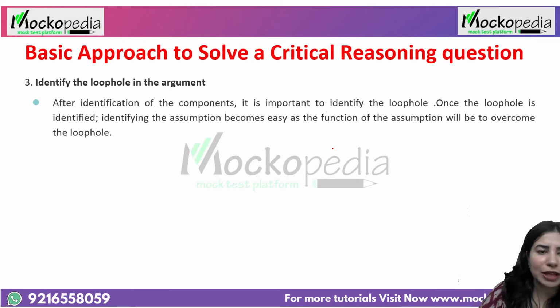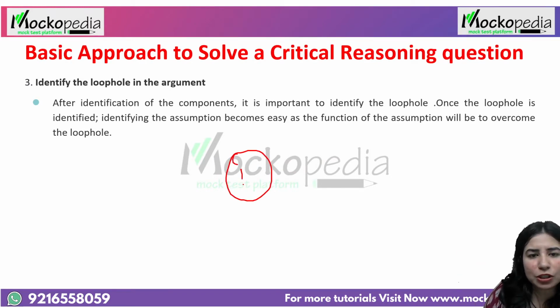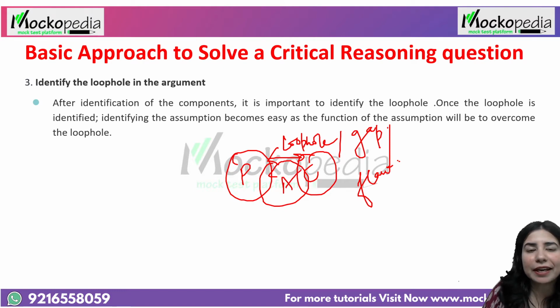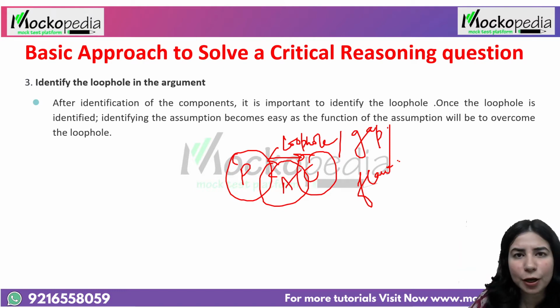Identify the loophole. That's what I was trying to explain, that when the author tries to reach the conclusion on the basis of the premise, there are certain aspects which are not taken care of. You might also call this a loophole or a gap or a flaw in the argument. So how do we overcome the flaw? By taking assumption into consideration. So while we are trying to gather a sense of the argument, please make it a point that you're looking for the loophole, because once the loophole is identified, then looking for the assumption from the answer choices would be actually a very easy task.